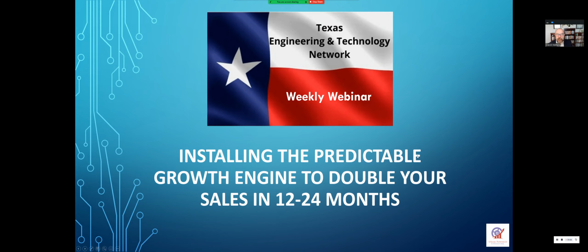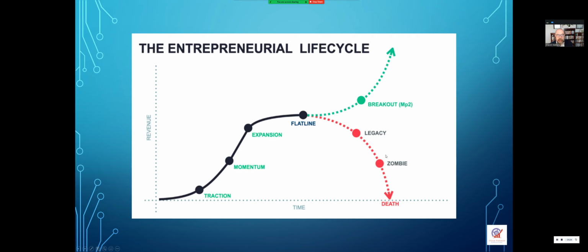So this week's presentation is called Installing the Predictable Growth Engine to Double Your Sales in 12 to 24 Months. You've seen this example before. This is the typical life cycle of a small business. And one of the areas that we're trying to help people with is to get out of the flat line period and avoid that limitation to the business, and definitely avoid going into the death spiral. And we want to actually help you break out and then go for the high value exit.